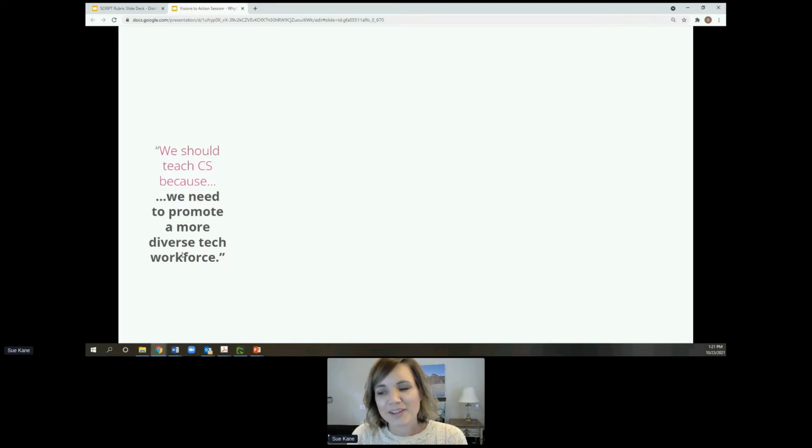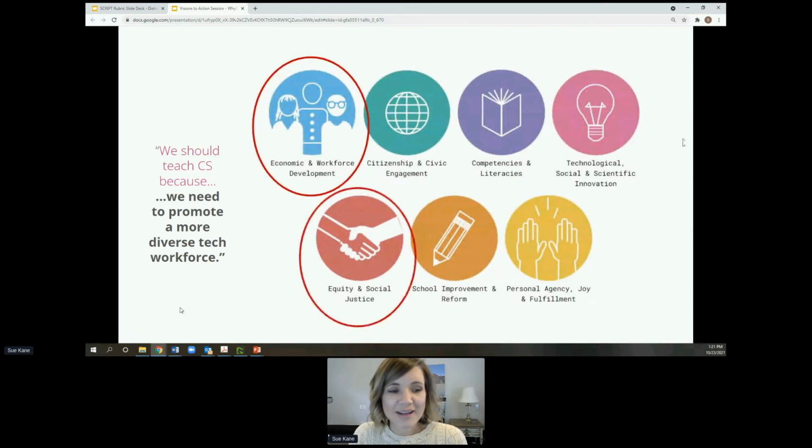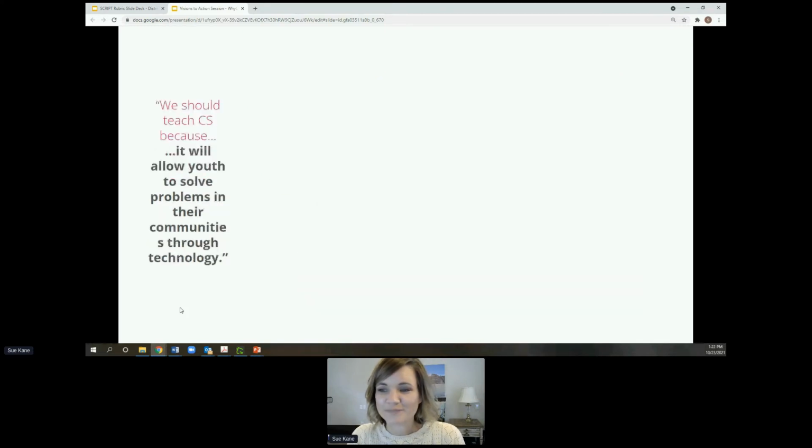For example, I might hear something like, we should teach CS because we need to promote a more diverse workforce. And of course, that is an aspect of economic and workforce development, but it's also an aspect of equity and social justice. And so you might have some that straddle a couple. And I'm seeing some of the others come in that are also civic engagement or citizenship, competencies, literacies, economic workforce, school reform.